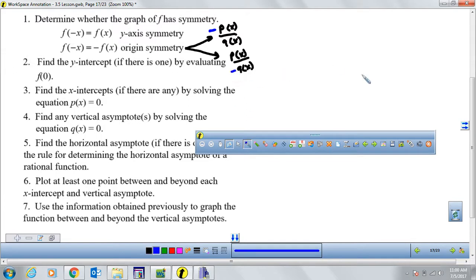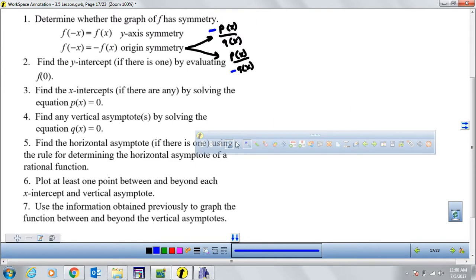the fraction. If I have, for example, negative 2 over 3, that's the same thing as negative 2/3. Or 2 over negative 3 is the same as negative 2/3. So whether the numerator or denominator changes the signs, then that's the same thing as changing the sign of the whole function. Okay? So that's when the origin symmetry is going to happen in the rational functions, when only one of them changes all of its signs.